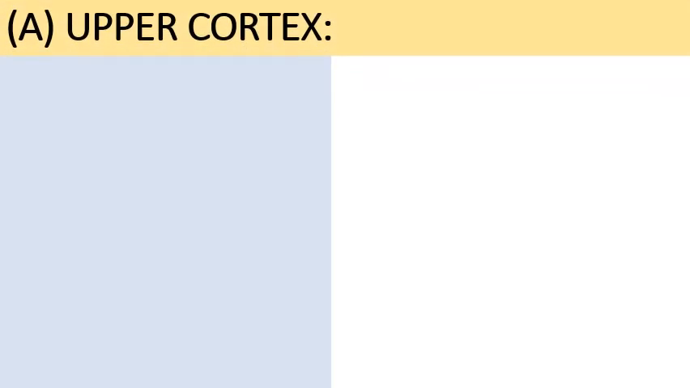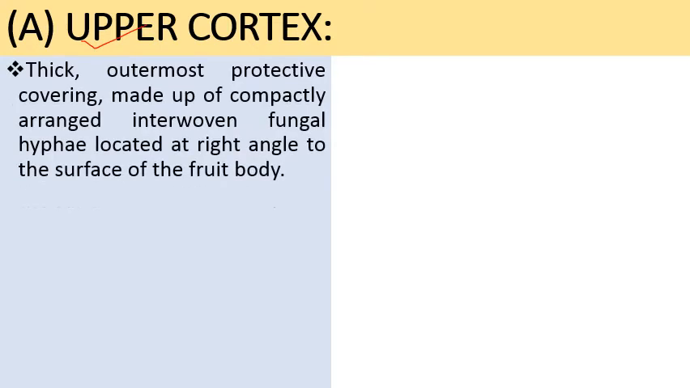So the different layers are, जो थैलस है वो डिफरेंशिएट होता है डिस्टिंक्ट लेयर्स में. जो लेयर्स हैं वे हैं upper cortex, then there is algal layer, medulla and lower cortex. That we will discuss one by one. First one is upper cortex. सो ये जो अपर कॉर्टेक्स है it is the outermost protective covering and it is made up of compactly arranged interwoven fungal hyphae. सिर्फ फंगल हाइफे से बनी होती है, located at right angle to the surface of the fruiting body.